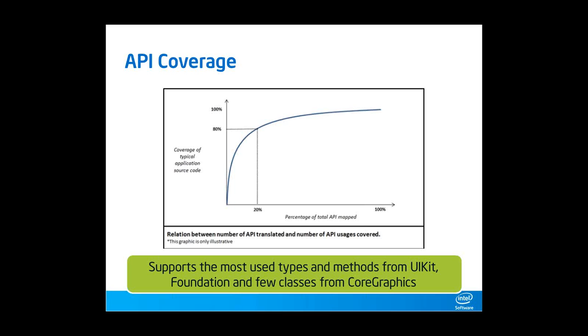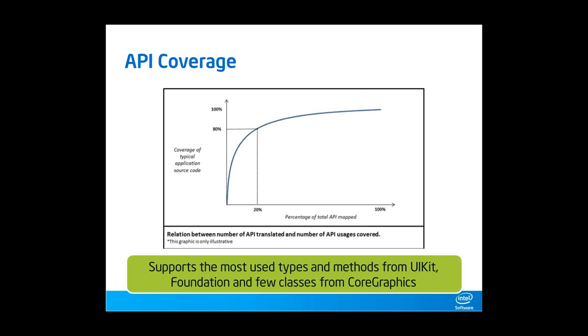As you might know, if you're an iOS developer, iOS has thousands of methods and hundreds of different types. If you look closely, you'll not be using all of them when you're developing an application. Only a few of them will be used. This is a graph that shows how many APIs need to be mapped in order to reach a certain level of API conversion. Currently, our Intel HTML5 App Portal tool supports the types and methods from UIKit, from the Foundation kit, and a few classes from the Core Graphics library.